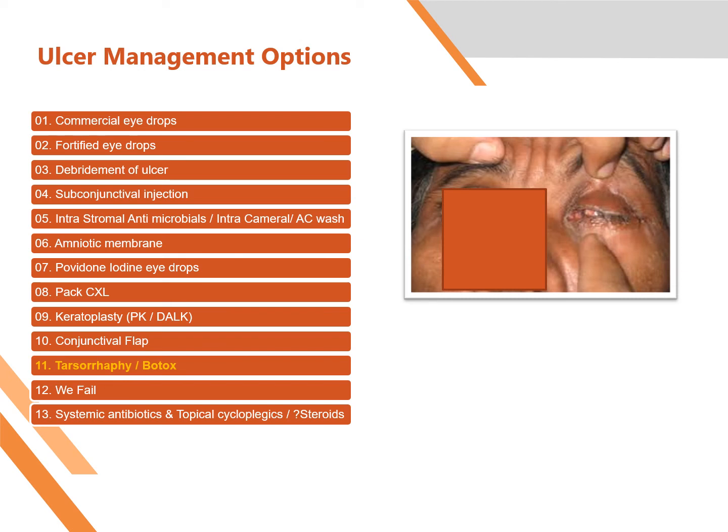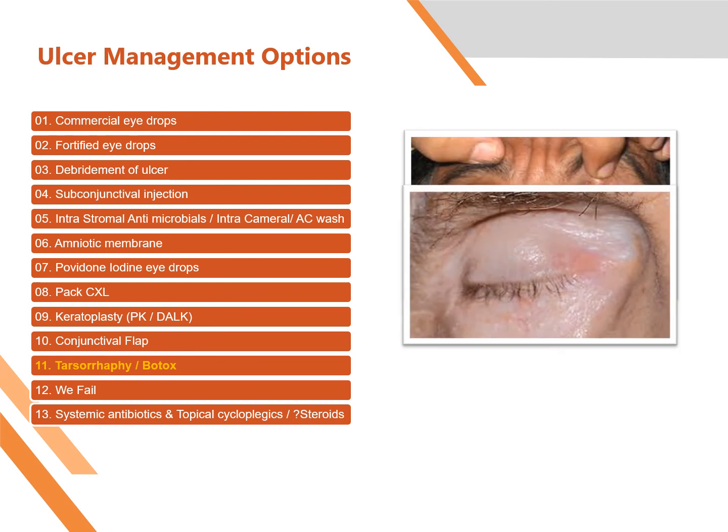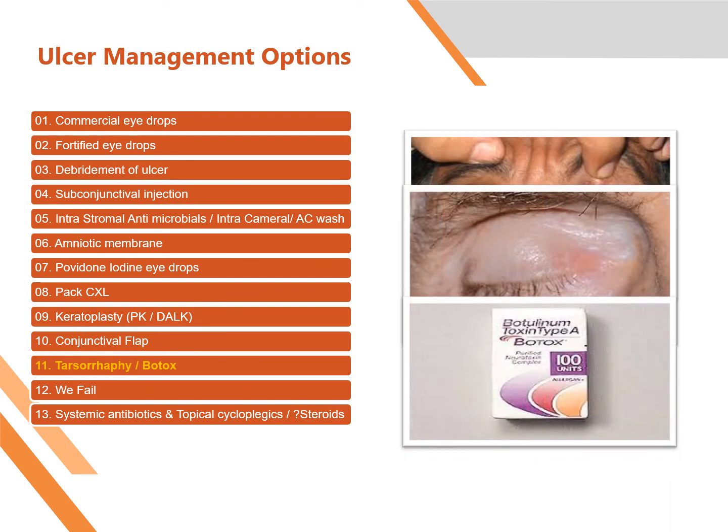Tarsorrhaphy is where you close the eye for a certain time, and that helps it to heal. The eye can be closed either directly with a surgical procedure, or you can close the eyelid with an injection called Botox, which paralyzes the lid for 6 to 8 weeks.